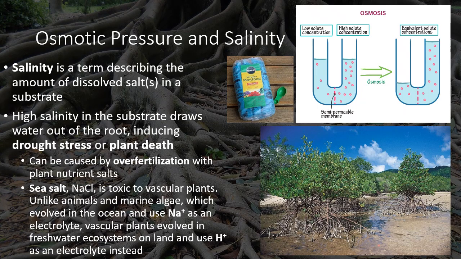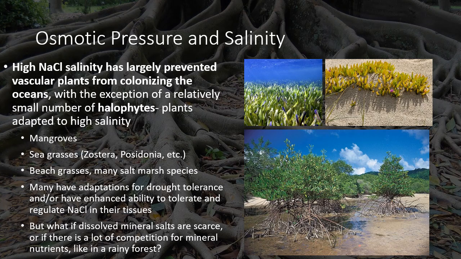So table salt is actually toxic to the vascular plant, and it causes kind of severe drought stress. So plants have to have special ways of tolerating high salinity soils, and there are very, very few plants that have developed those strategies. The high salinity of the ocean has actually prevented almost all the vascular plants from colonizing it.